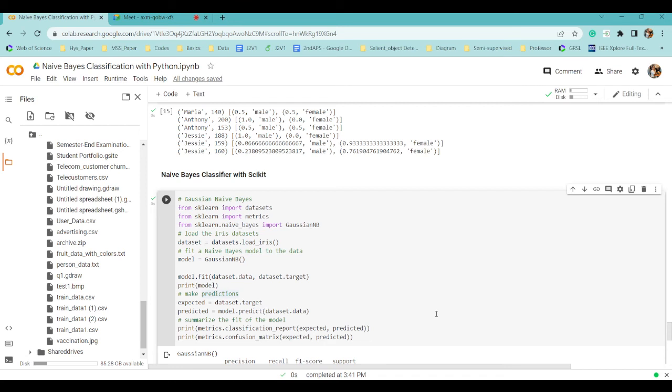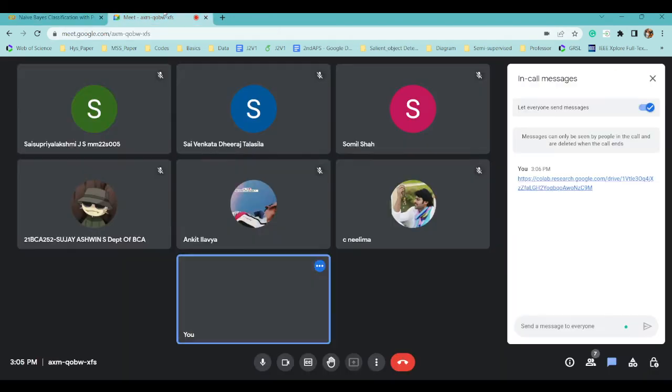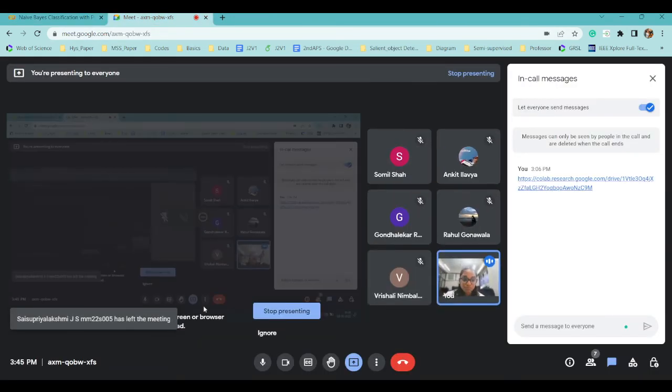Okay, I hope you don't have any confusion about the confusion matrix. No, ma'am. Okay, because these are the basic things you must know. Okay, let me stop presenting.